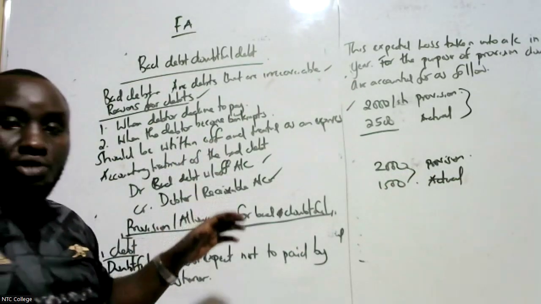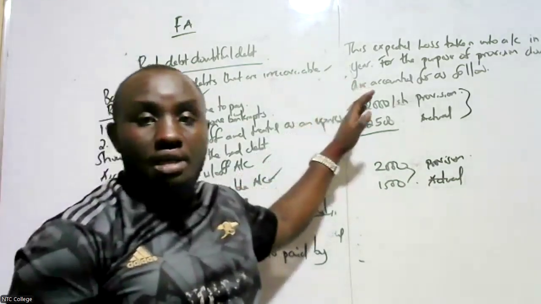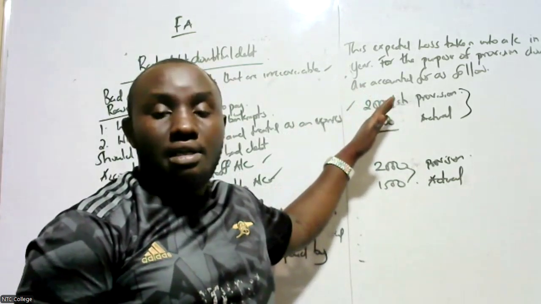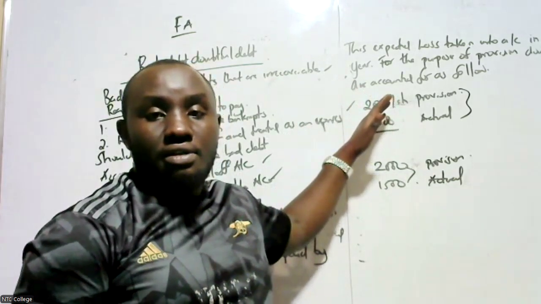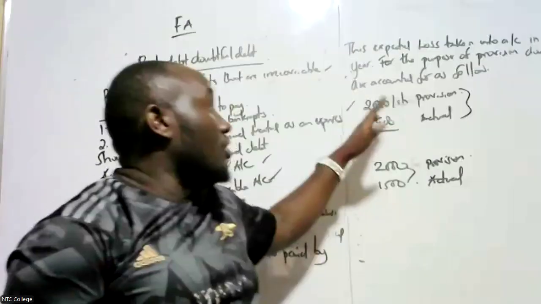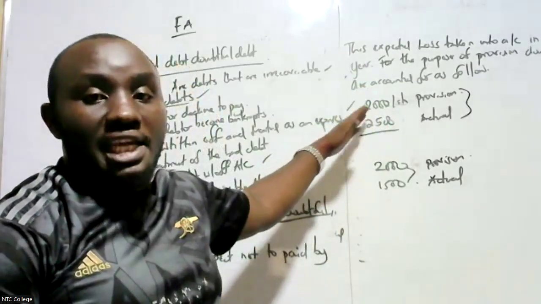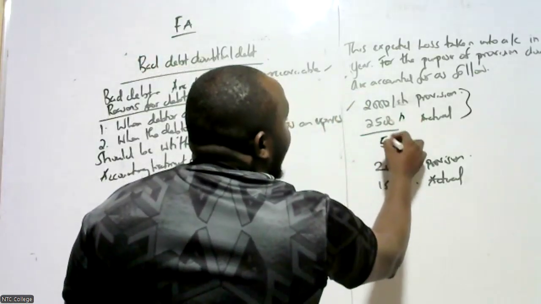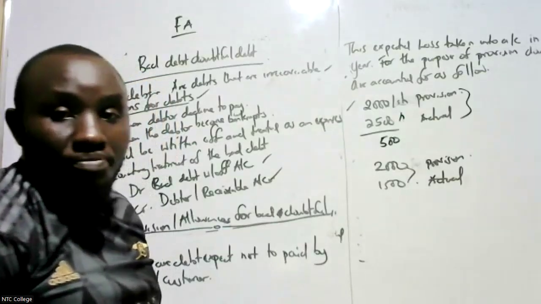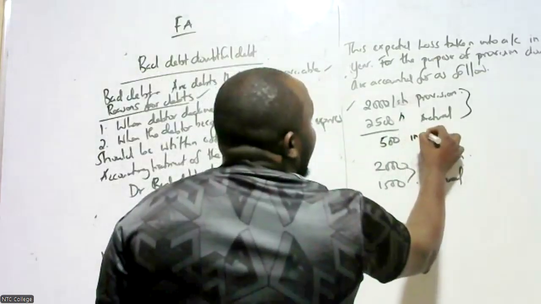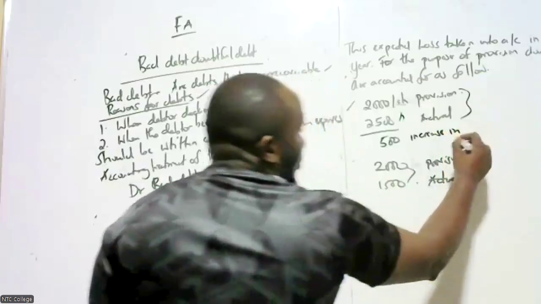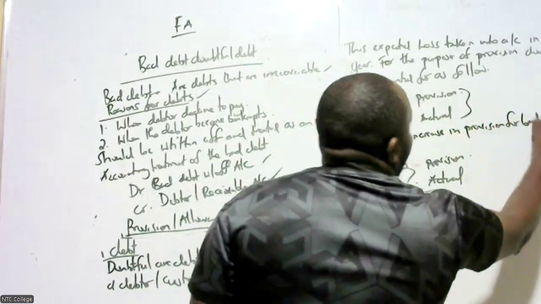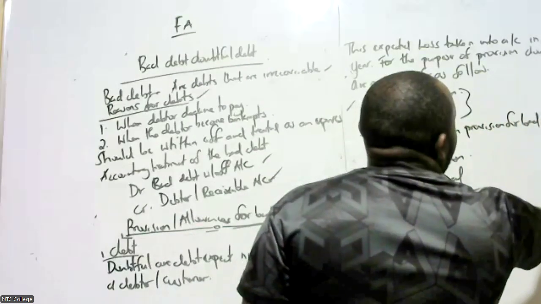What basically happens in those two scenarios? In the first scenario, a provision was made for 2,000, and the actual amount of bad and doubtful debt is 2,500. So we have an increase in provision altogether. We call it an increase in provision for bad and doubtful debt.